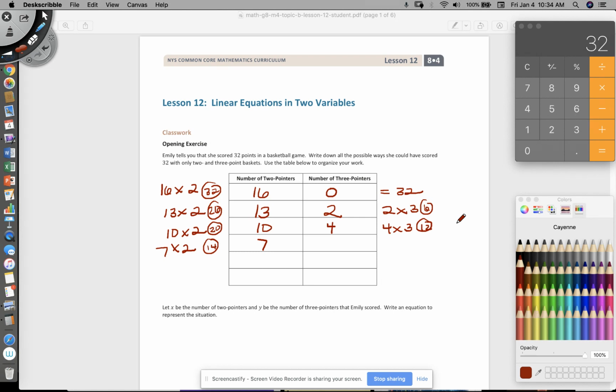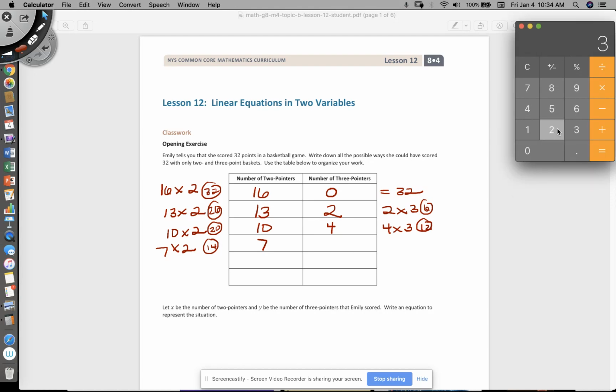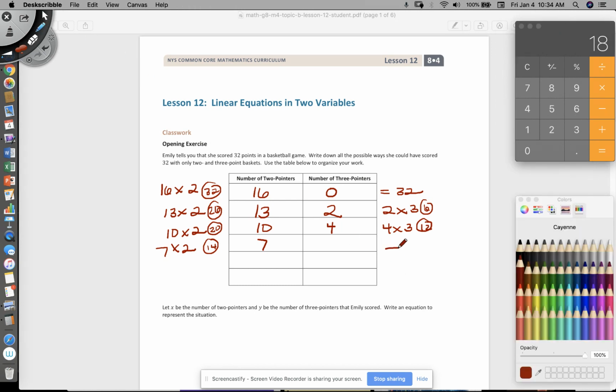So if I have 14, I can come over here to my calculator and do 32 take away 14. Let's say you're drawing a blank. So I need something that's going to give me 18. I could do 9 and 2. Well, no, I can't do 9 and 2 because this is a 3-pointer. So I need something times 3. Let's problem solve this. Something times 3 that will give me 18. Well, how about 6? There you go.